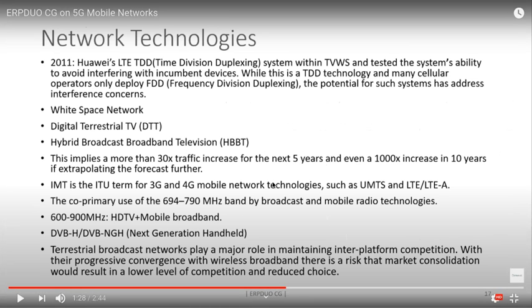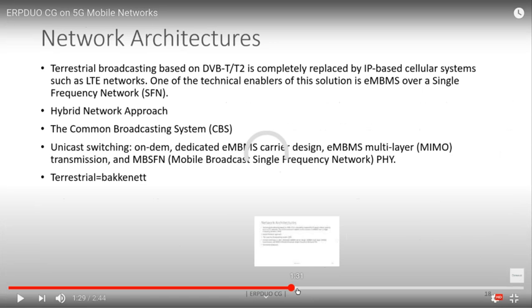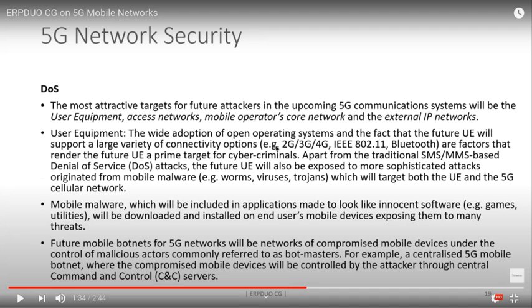Let me just start with denial of service, some concepts around how systems may be compromised or utilized via user equipment, access networks, and mobile operators' core networks, or even with various IP networks.